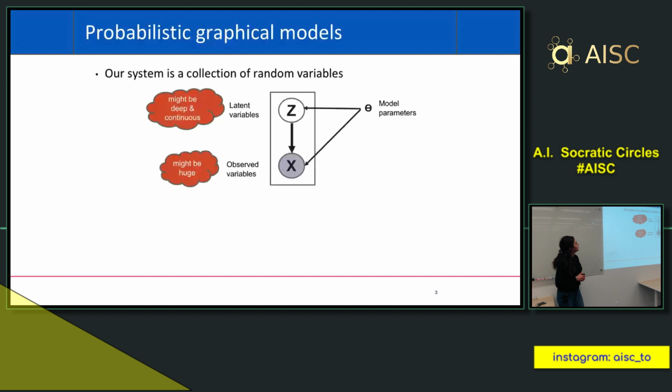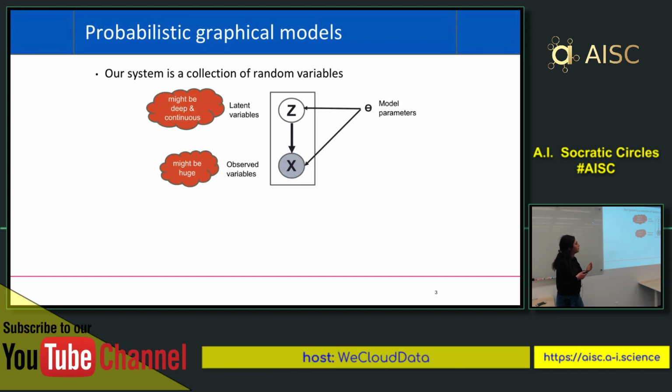Okay, so probabilistic graphical models. Our system is a collection of random variables, including observations and latent variables. Observations are the data that we can observe, like images, as in handwritten MNIST images. But there are some latent variables that we cannot see, but they have to be inferred from the observation. And when we infer those latent variables, we can generate our data.